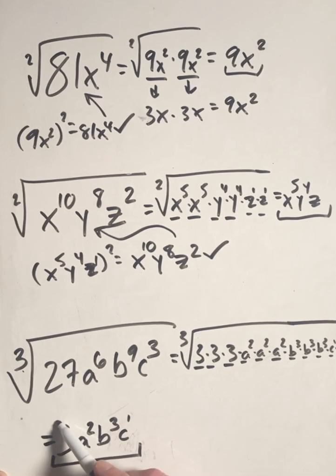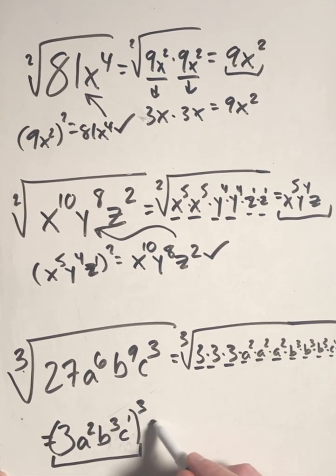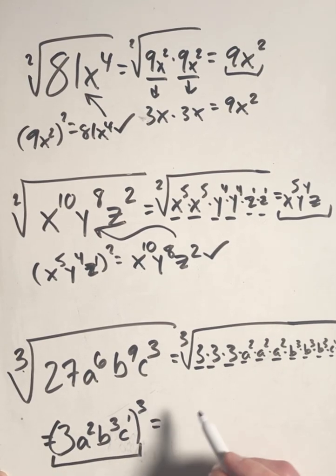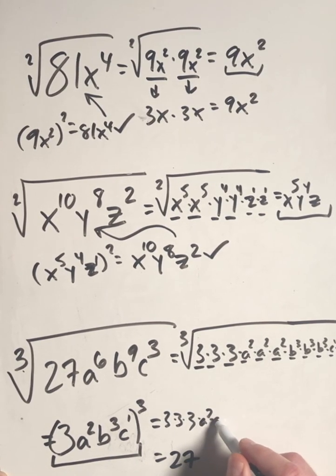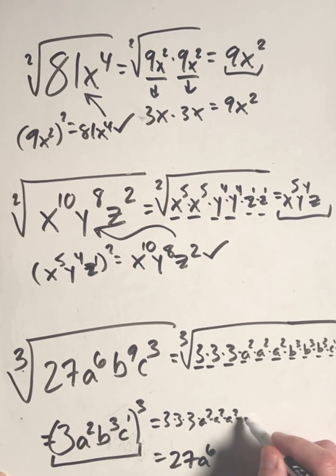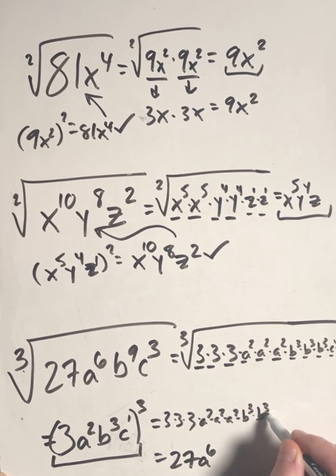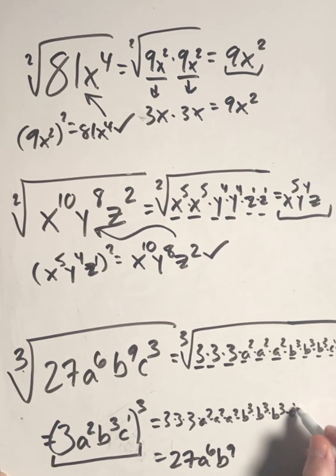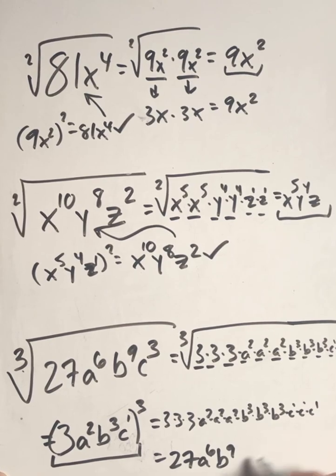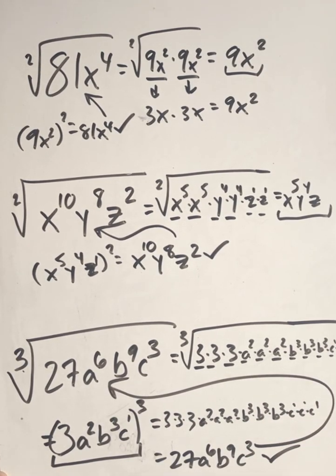If I want to check that, I can always raise that to the power of the index and see if I'm right. Well, 3 to the 3rd power is 3 times 3 times 3, which is 27. A squared to the 3rd power is a squared times a squared times a squared, which is a to the 6th. b to the third power is b to the third times b to the third times b to the third, which is b to the ninth. And c to the first times c to the first times c to the first is c to the third power. So 27, a to the sixth, b to the ninth, c to the third. That was my original radicand, so I know I have done this correct.